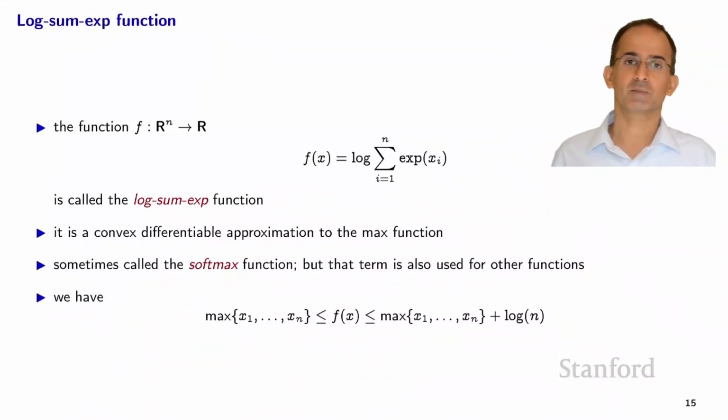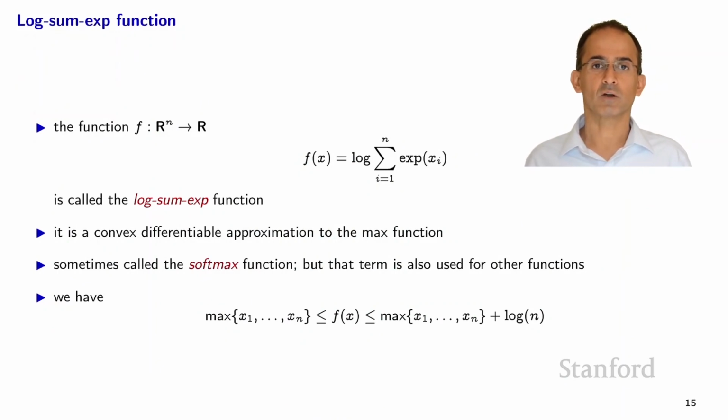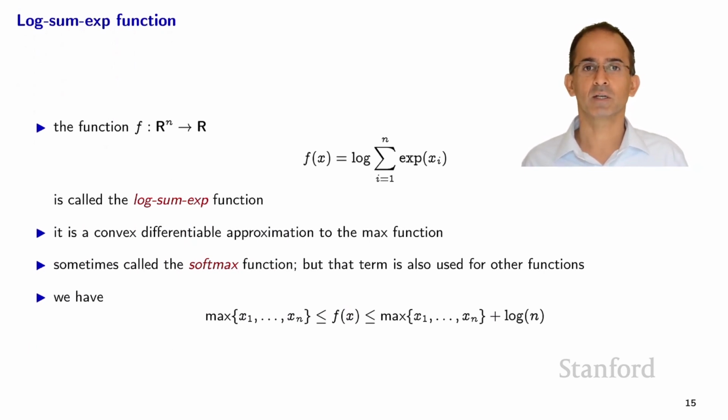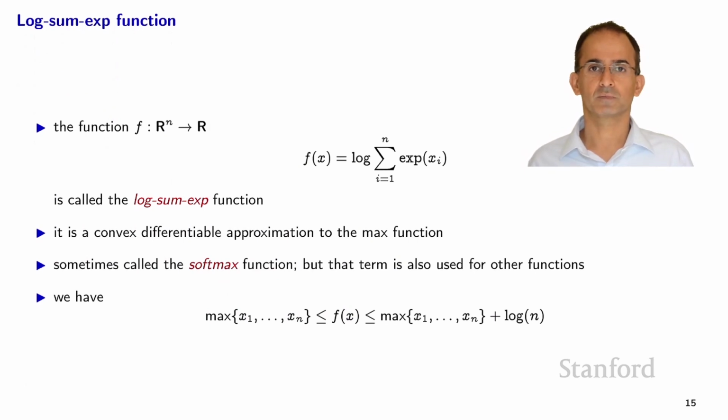The Log-sum-exp function is what's at the heart of this loss function. This is an interesting function because it is convex, differentiable, and it's approximately the maximum function. Sometimes people call it the softmax function, but you should be careful about that because there are other functions also used in machine learning, as it happens, that are also called the softmax function. One of the nice things about the Log-sum-exp function is that we know how far it is from the max function. It's always greater than or equal to the maximum of the xi's, and it's always less than or equal to the maximum of the xi's plus log n.